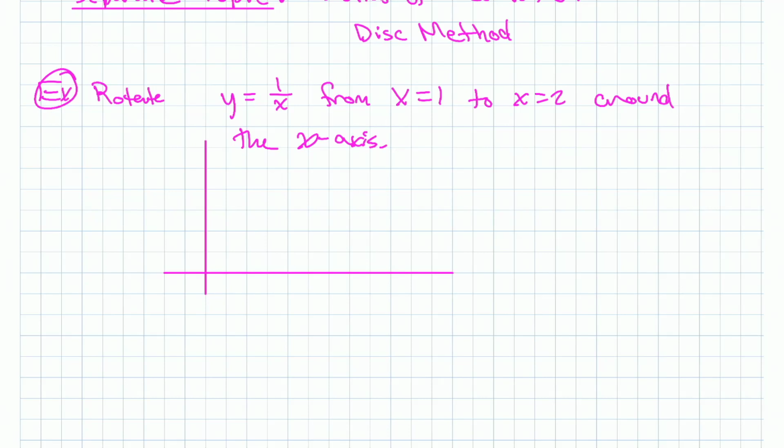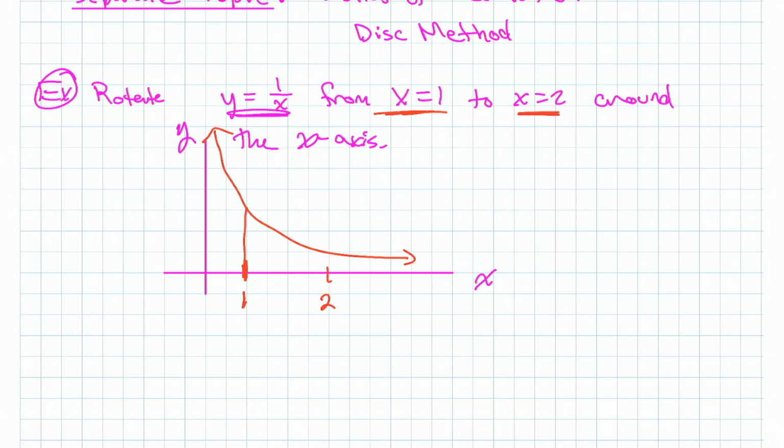So you've got your x and y-axis. You've got a curve here, y equals 1 over x, something like that. Now I say from x equals 1 to x equals 2, so I'm going to call this 1 and this 2. I need a different color, one that's a little lighter. Okay, so you have a region there.